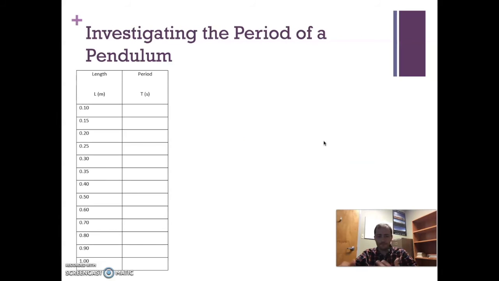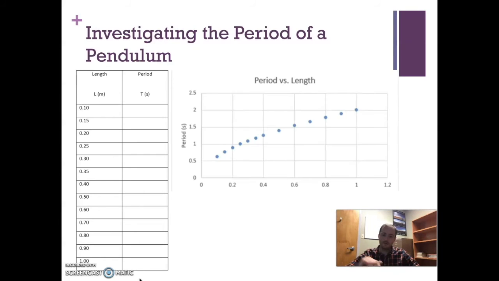So, what you're going to do is work with the applet, gather data for different lengths of pendulum, and find the period. And what you're then going to do is either graph by hand or using a graphing program like Microsoft Excel, and produce a graph of the period versus the length. And the graph you get should look something like this.